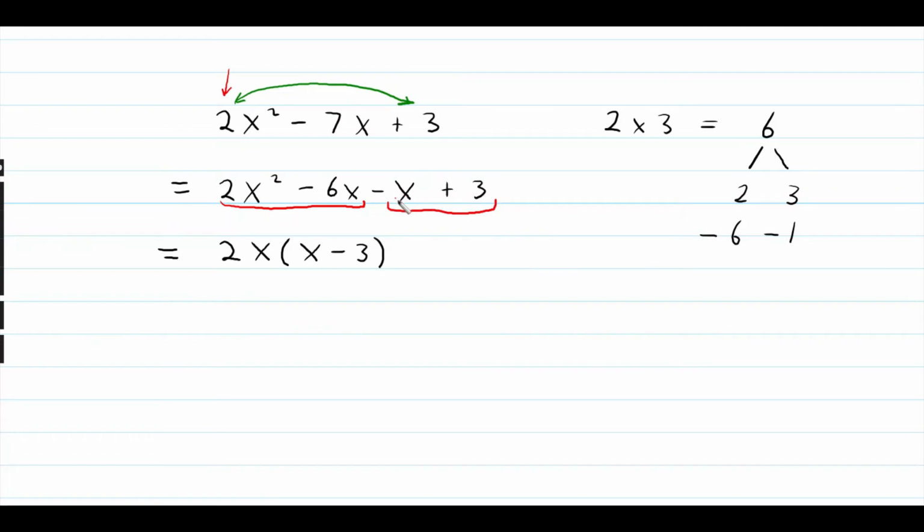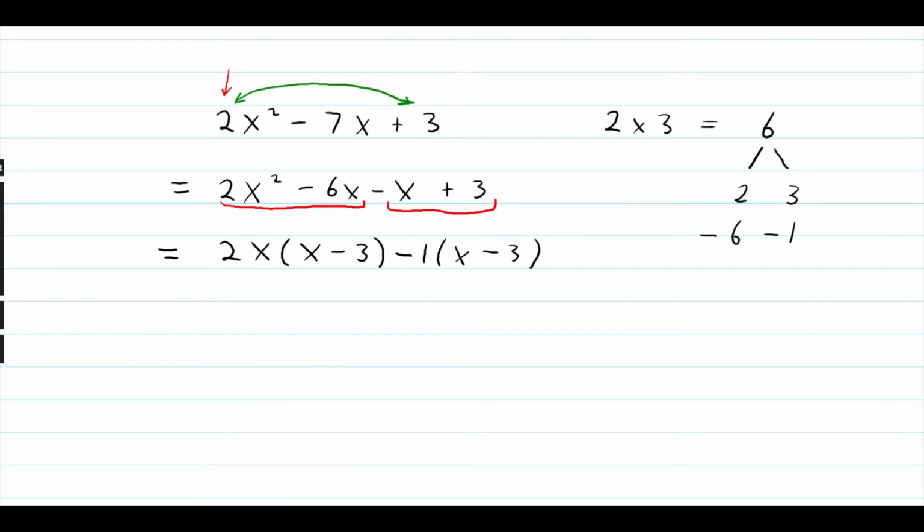Now out of the two of them, you can see that they don't really have anything in common. So for this particular one, you're just going to take out a 1 as your factor. So what you're going to do is say minus 1 by x. And then what do we multiply minus 1 by to get plus 3? Well, we multiply it by minus 3.